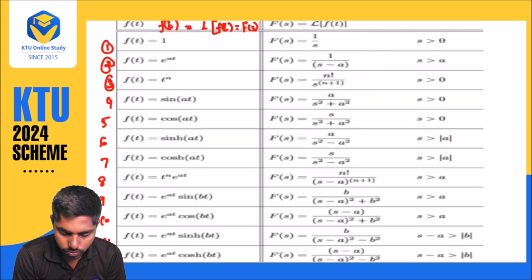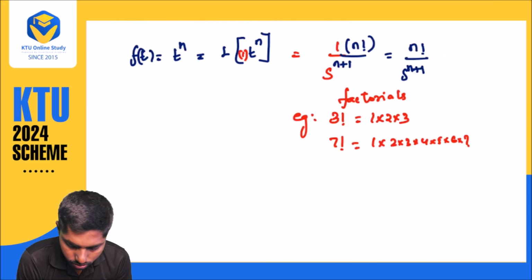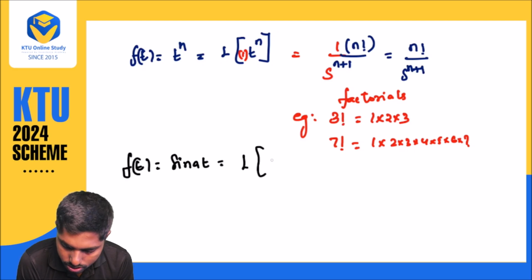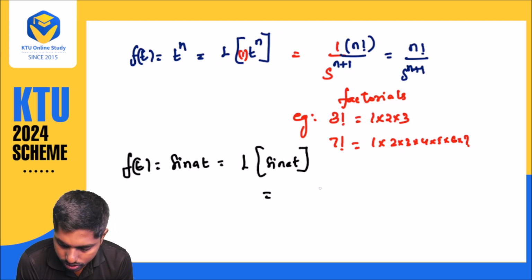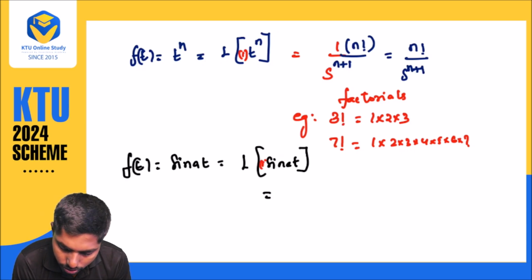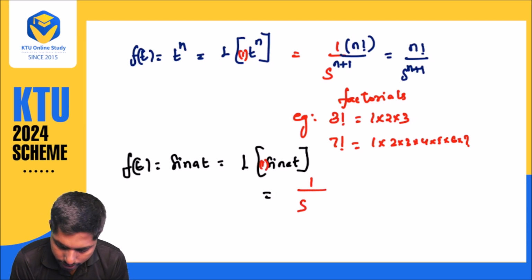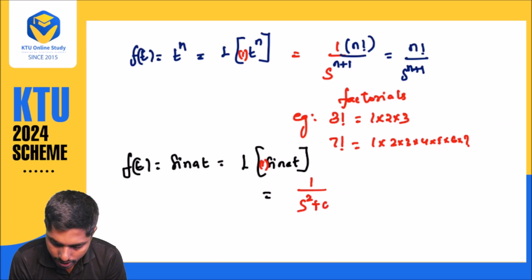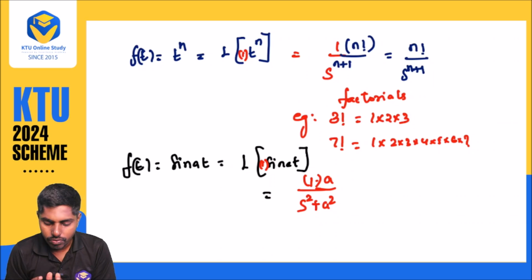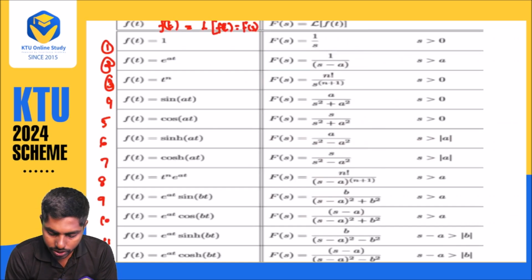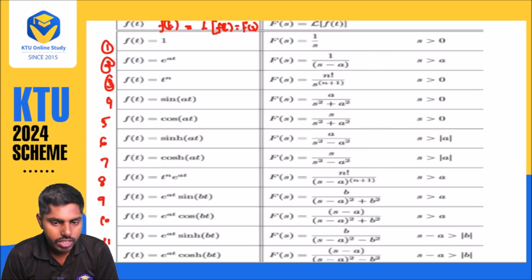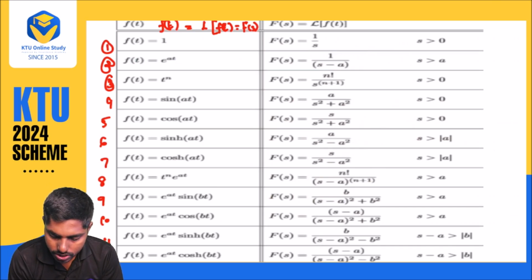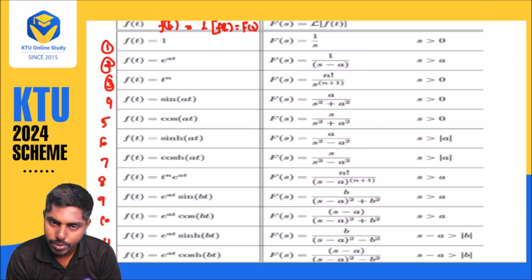So the next formula is f of t equal to sin at. We know Laplace of sin at. Here 1 will be there, so first write 1 by s. Now it is sin, so we write a divided by s square plus a square. This is the formula. Similarly, each and every formula is there, and you want to learn these formulas thoroughly. The sine formula is a divided by s square plus a square.